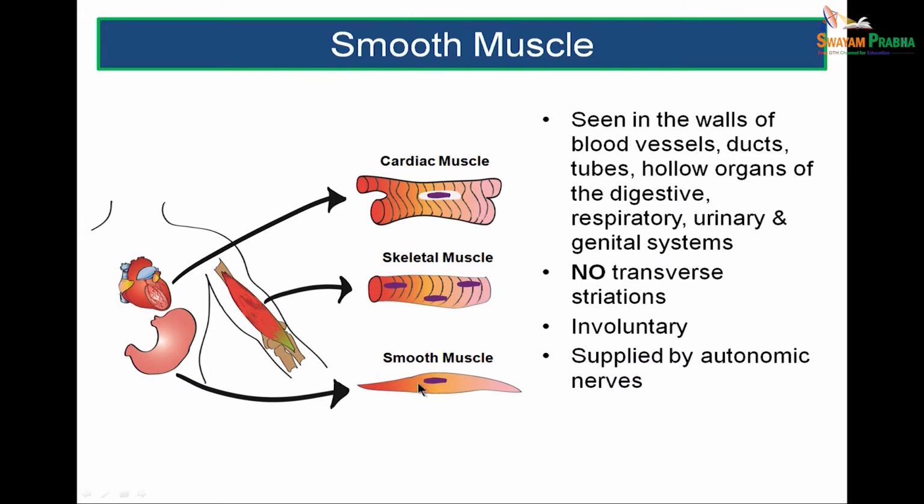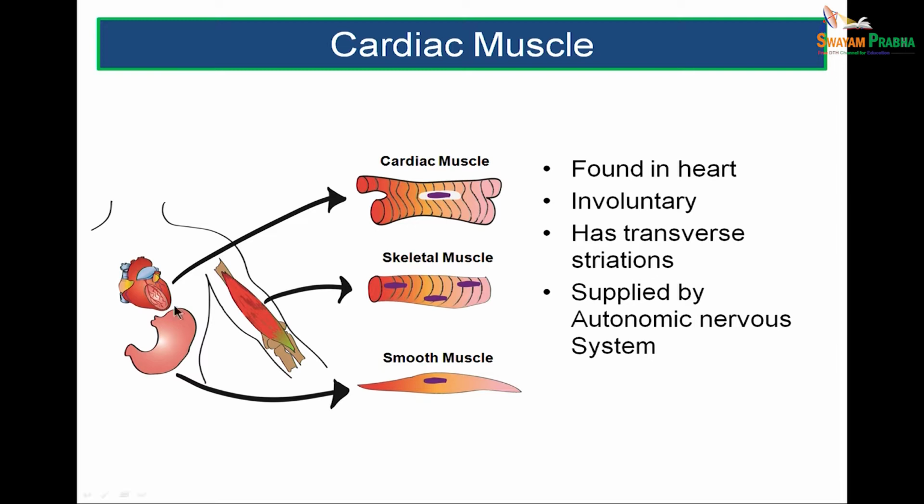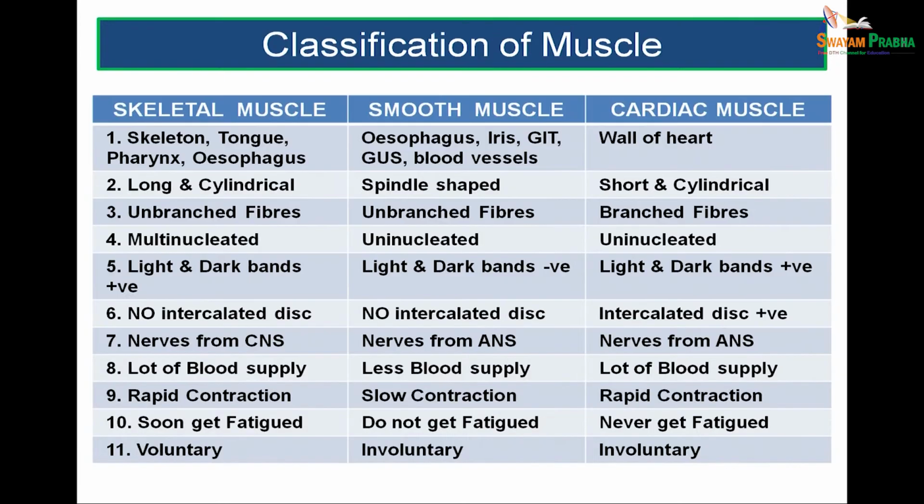Next is the smooth muscle, you can see here, made of fusiform fibers present in the walls of ducts, walls of blood vessels, genital systems, cardiovascular, the digestive systems and the urinary genital systems. There are no transverse striations and it is supplied by the autonomic nervous system. Cardiac muscle, this is present in heart and it is also striated but branched, having intercalated discs. It's involuntary, totally under the autonomic nervous system.